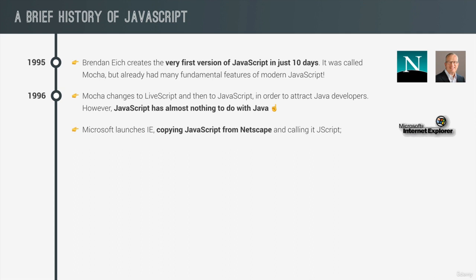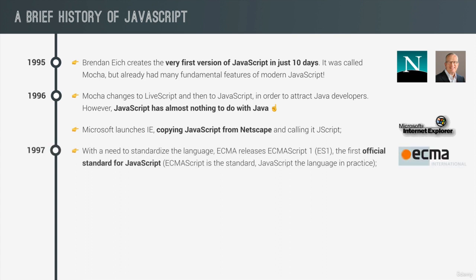With the internet growing like crazy around this time, people realized they needed to standardize JavaScript. So the language was submitted to an independent standards organization called ECMA, which in 1997 released ECMAScript 1, or ES1. This was the very first official standard for the JavaScript language, and with this, every browser could now implement the same standard JavaScript. In the real world, we usually use the term ECMAScript to refer to the standard, while JavaScript is used when we talk about the language in practice, as it's implemented in browsers.